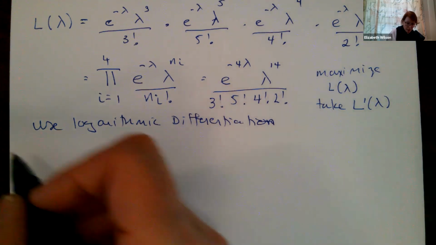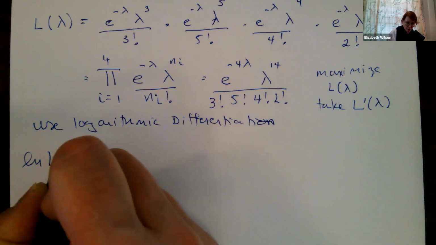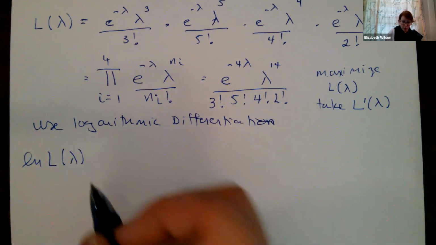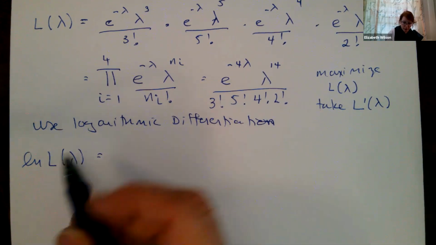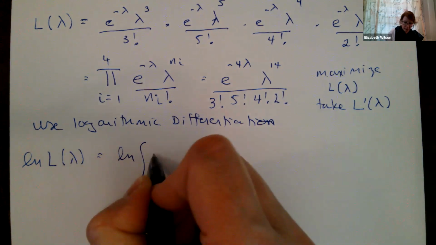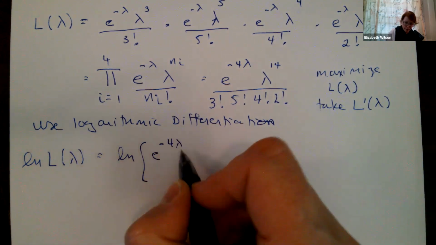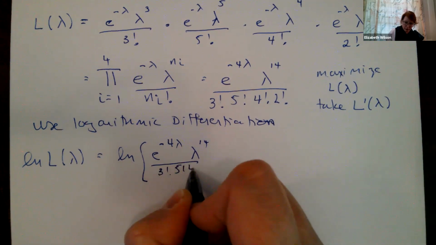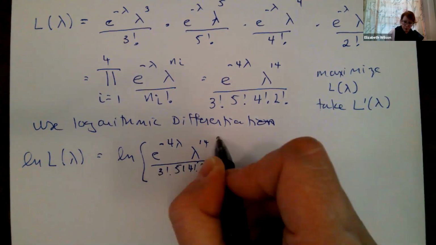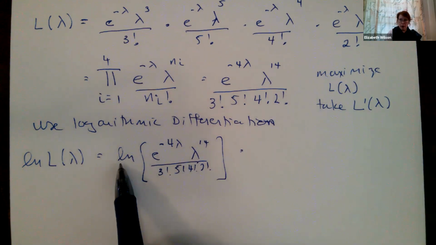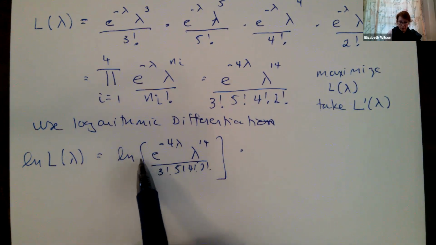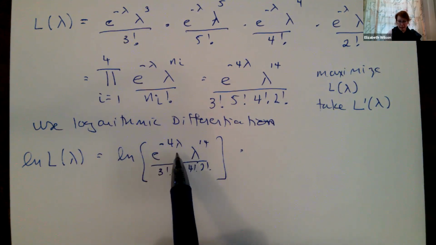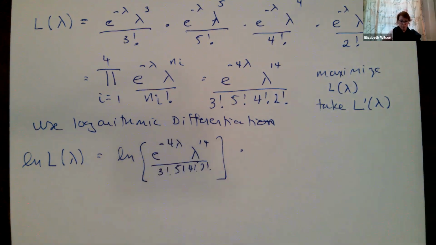All right, so that means I'm going to take the natural log of my likelihood. You have to do the natural log of both sides. So I take the natural log of this, and the natural log of e to the minus 4 lambda, lambda to the 14, all over 3 factorial, 5 factorial, 4 factorial, 2 factorial. I'm just going to leave it like that. Remember our properties of logs: things that are being multiplied together are added, things that are being divided are subtracted, things in the exponent can come down out front, and the natural log of e is equal to 1.